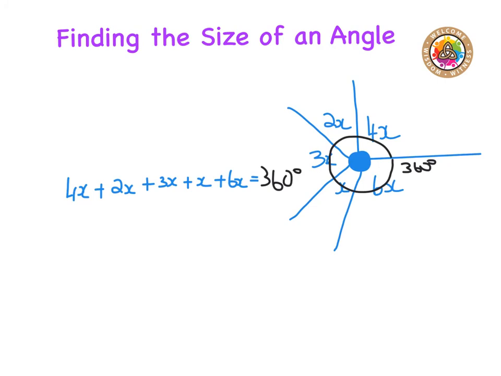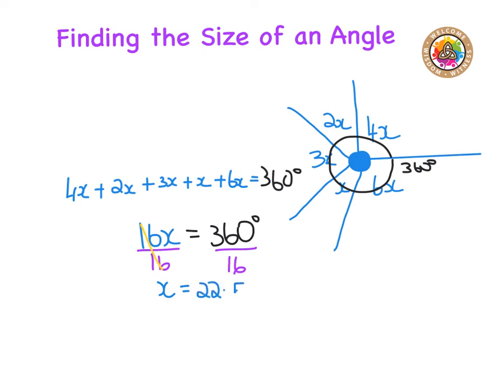So just counting up how many x's I have here, well, 4x plus 2x is 6x, plus 3x is 9x, plus x is 10x, plus 6x is a total of 16x, which I say is equal to 360 degrees. And so now if I want to find x, well, here I need to divide by 16 to get it on its own, and so here I'll divide by 16, and so I get x, because they've cancelled, is equal to 22.5 degrees, and that's my answer for that.